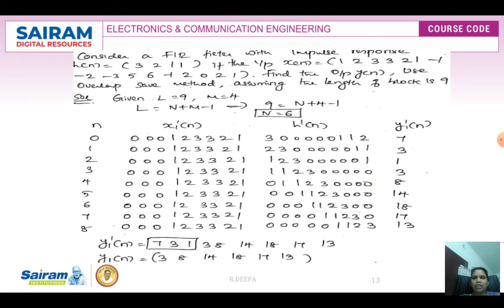As we have added 3 zeros, you need to remove the first 3 samples. Why? Because those samples were calculated with the zeros only, and since they carry no weightage for the final output, I am just removing them. That is, the 3 zeros we added for the input x1. So remove those 3 values and write down the remaining samples, which is named y1 of n. So y1 of n, we are getting as 3, 8, 14, 18, 17 and 13.